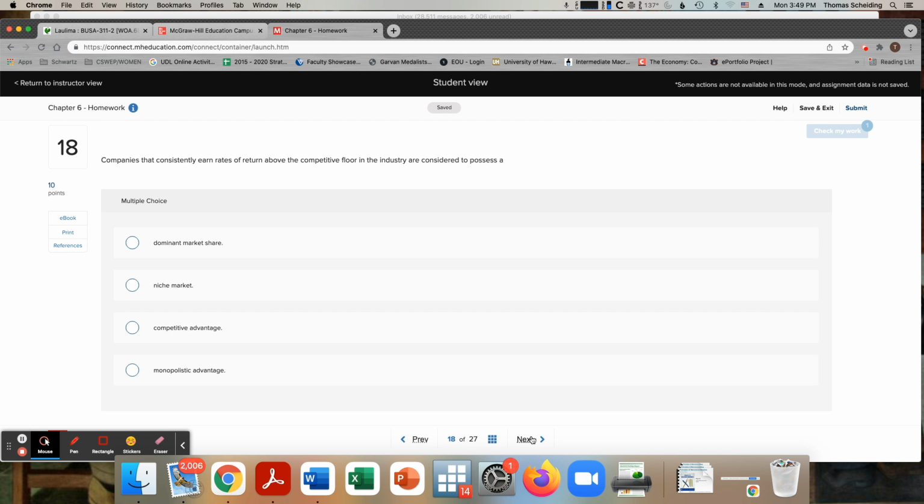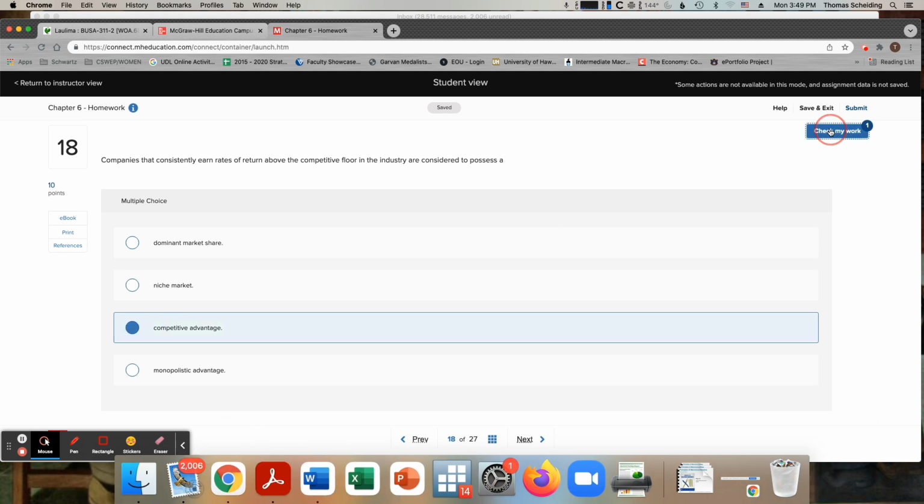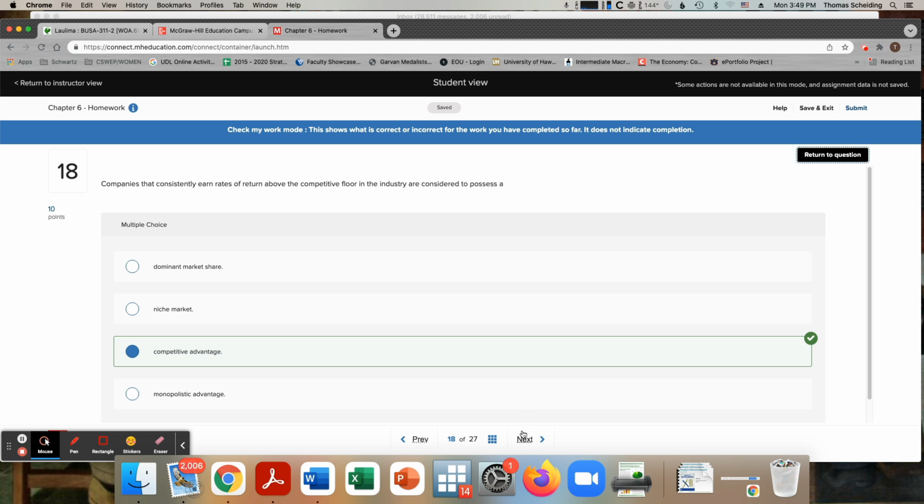Companies that consistently earn rates of return above... Yep, this one is definitional. How would I be able to consistently earn something above the competitive floor? Well, I must have some advantage. What would that advantage be? If it's a competitive floor, it's a competitive advantage. It wouldn't be monopolistic because I don't have competitors if I'm monopolistic. Niche market is not even a technical term for an economist or an analyst. Dominant market share is important, but it's not necessarily what gives someone a competitive advantage. The most general thing to say here would be that I have a competitive advantage. Okay.